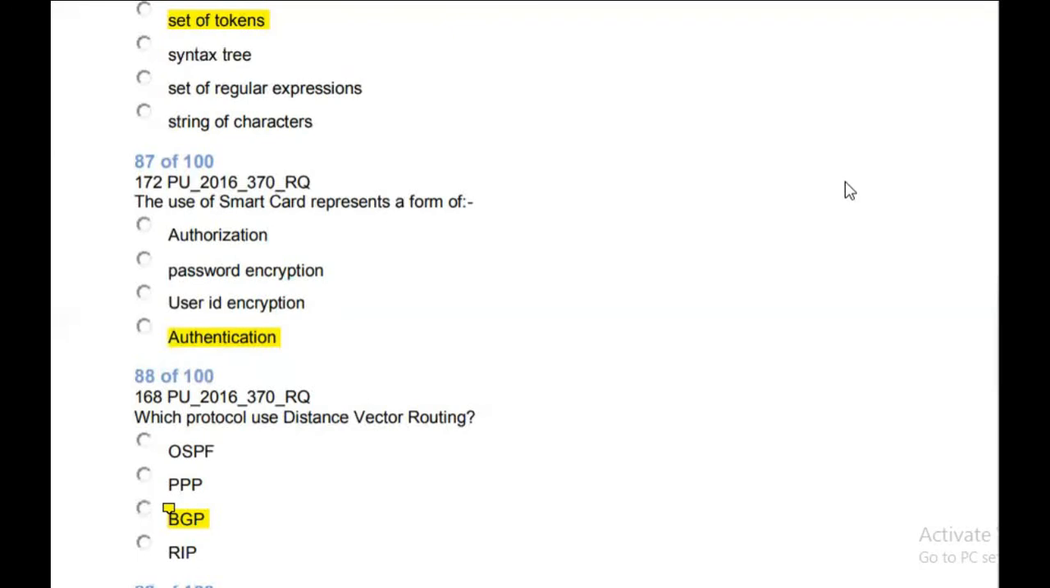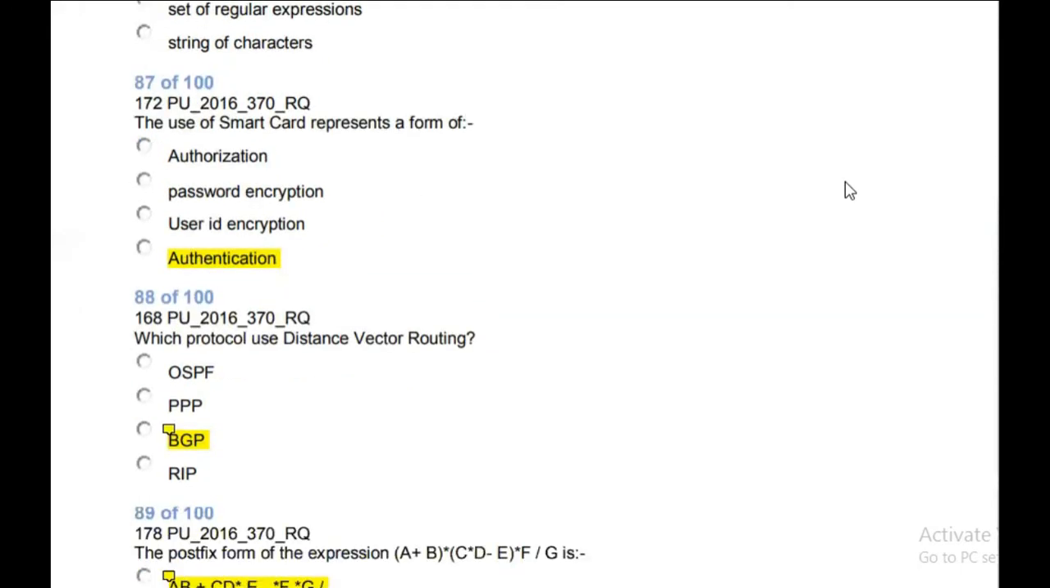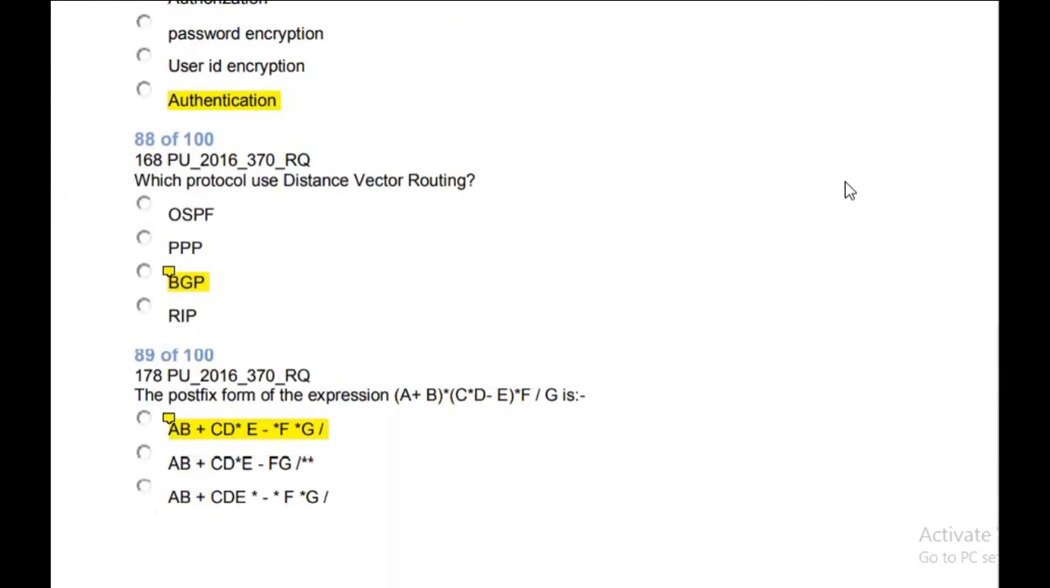We also use smart cards for authentication in the ATM, like credit cards or other cards that are smart cards. Smart cards are used for authentication, and after authentication, each user has a particular authorization for using the resources. So smart cards are used for authentication of the user.